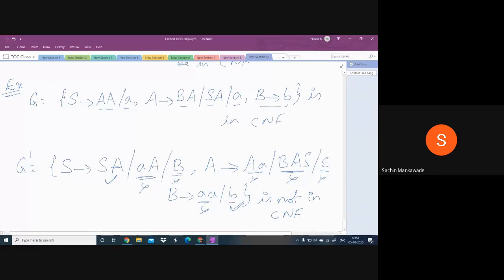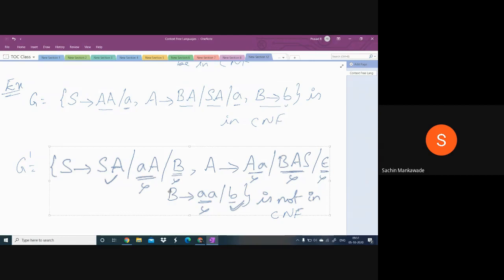Guys, this is in CNF, whereas this is not in CNF. But this is a context-free grammar because the left side is single. In every production, the left side is single. So this is a context-free grammar. Every context-free grammar can be converted into CNF. I repeat, every context-free grammar can be converted into CNF.